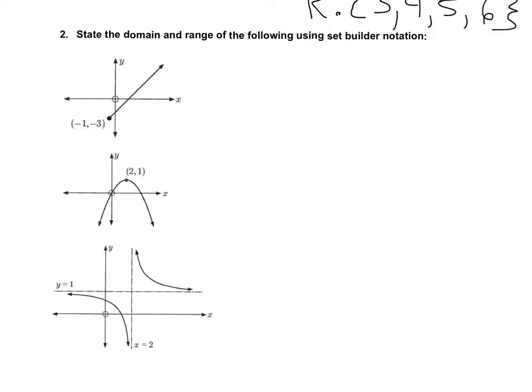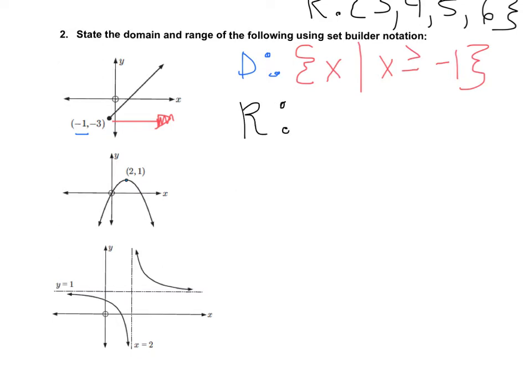When you're looking at graphs to determine the domain and range, for the x's, my x values start at -1, and then they continue towards the positives. So when I write my domain, I'm going to use set builder notation. I write x such that x is greater than or equal to -1. It also implies that you could have any number greater than -1 and you're good.